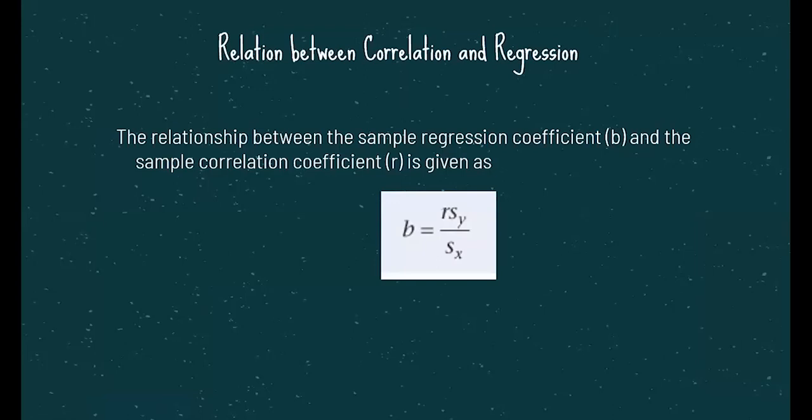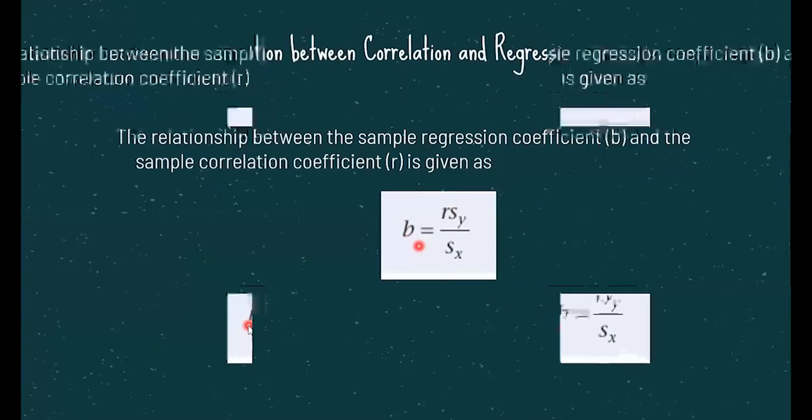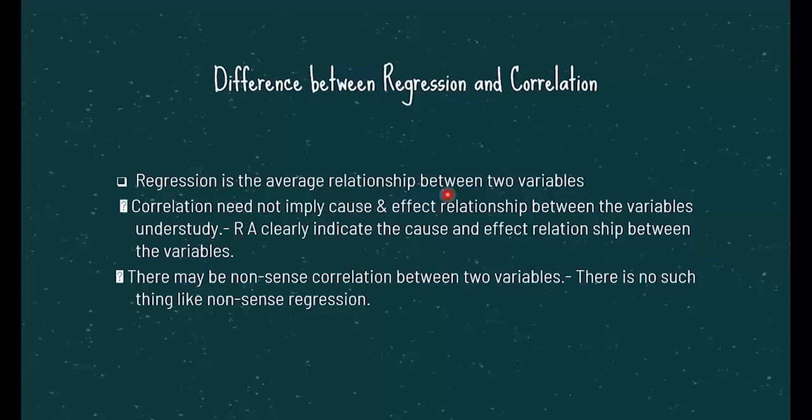The relationship between the sample regression coefficient B and the correlation coefficient R is given by this equation, where B is equal to R times SY by SX. SY by SX is nothing but the standard deviation of Y by the standard deviation of X. That means B by R is nothing but SY by SX. The proportion of standard deviation of Y and X is the same as the proportion of the regression coefficient to the correlation coefficient. What is the difference between regression and correlation?